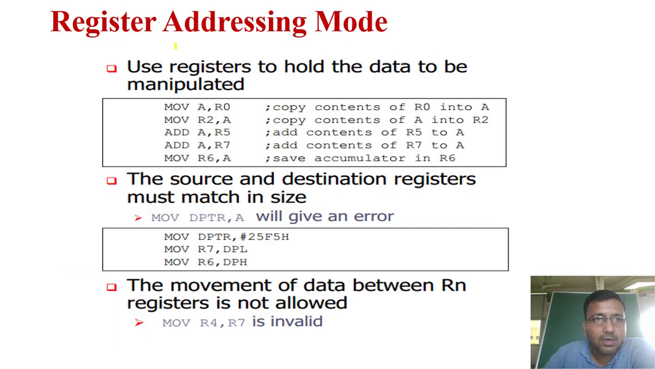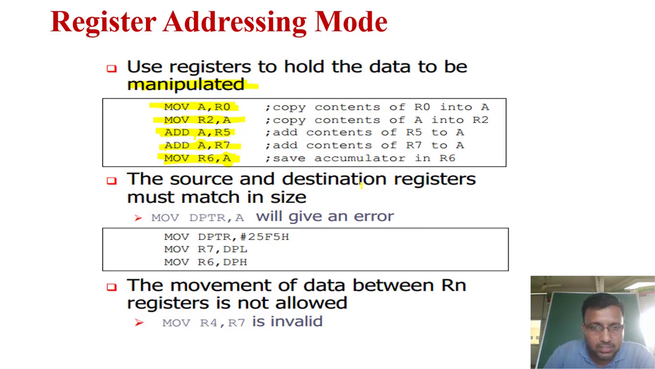You can look at this. Use the registers to hold the data to be manipulated. MOV A, R0 copies the R0 content into the accumulator. MOV R2, A copies A into R2. ADD A, R5 adds the contents of R5 with the accumulator and the result is stored in the accumulator itself. ADD A, R7 adds the value of R7 with the accumulator value and the result is stored in the accumulator itself. MOV R6, A copies the accumulator content into R6.